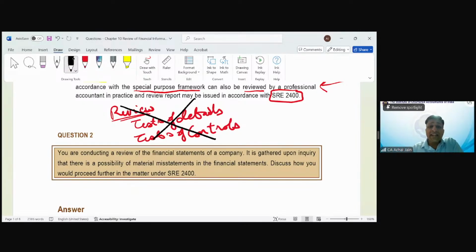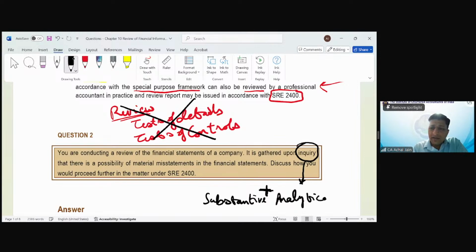But to say that the auditor will only perform the inquiries is incorrect. Inquiries will be performed, and along with inquiries, let me just add this, what will he do? Substantive analytical procedures. So these two auditor will do.